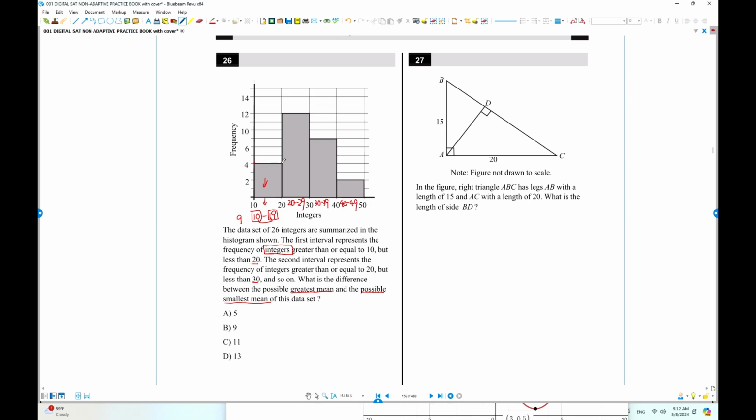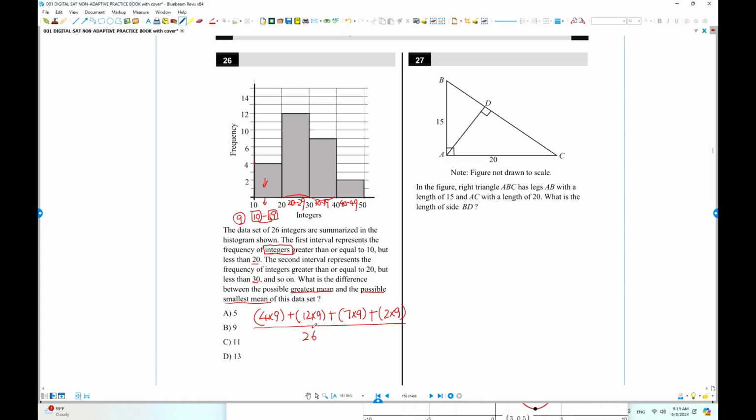But the frequency is 4. 4 people, they are all what? Maximum difference will be 9, right? So 4 times 9. Plus, second one is also what? 9, right? But how many? 12, okay? 12 times 9. A third one is also the difference is 9, but frequency is 7, right? 7 times 9. The next one is what? 2 times 9 again. That is the total difference between the greatest there and smallest there in each interval. But we're going to find what? Mean value, okay? You can divide by 26.